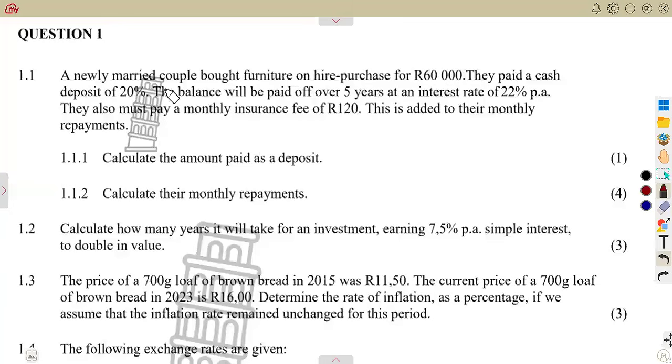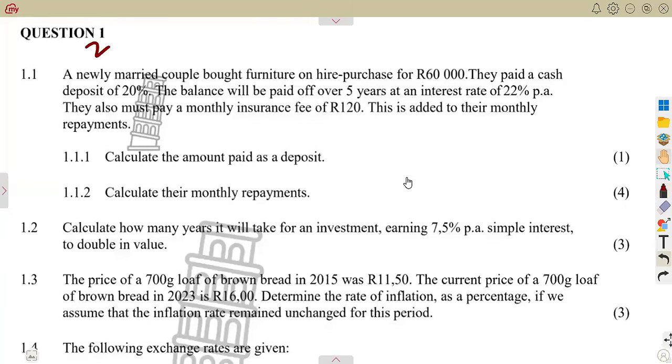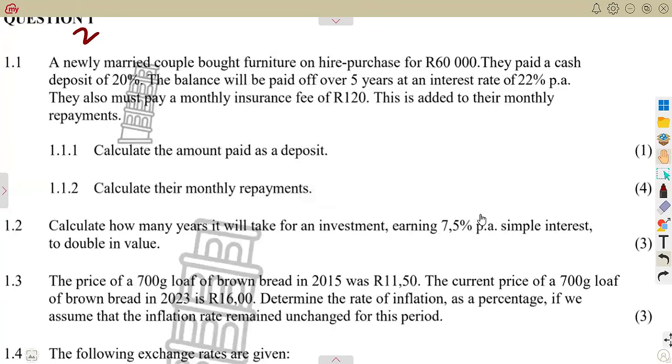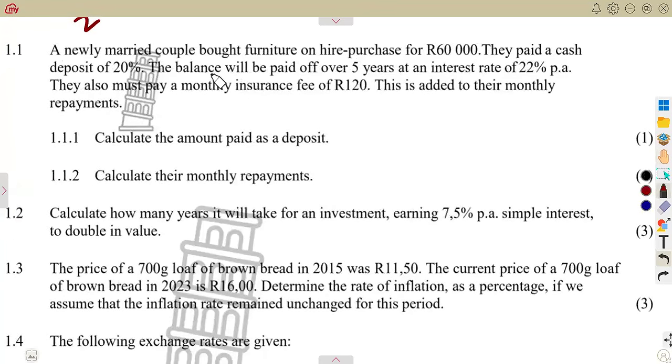If you were to consider the first question, like I said, we shall just quickly rush through because if you consider these questions, they are more of a repetition of what we had in the previous question paper. Number 1.1, we are given a newly married couple who bought furniture on hire purchase. So take note, they bought this on hire purchase for 60,000 rand. They paid a cash deposit of 20%. The balance will be paid over 5 years. This and that information that you're given.